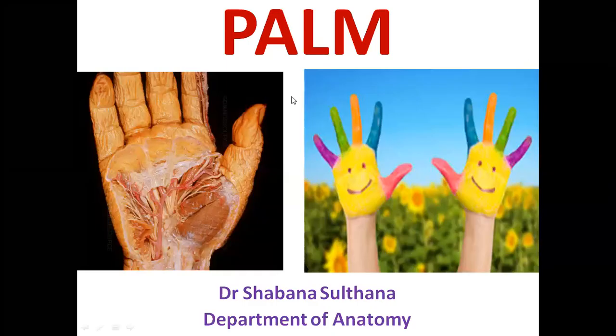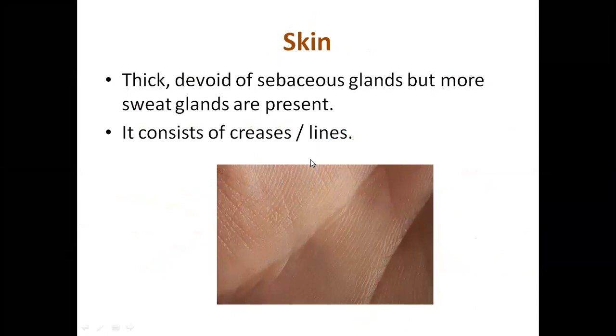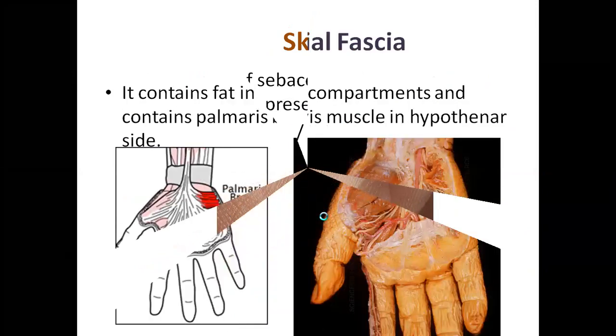Today we are going to discuss the palm, a very important topic. When you look at the skin of the palm, it is quite thick and does not contain any sebaceous glands, but it has a lot of sweat glands, because of which in summer you can especially observe your palm sweating a lot. It also has so many lines, as you can see here. These are called creases.